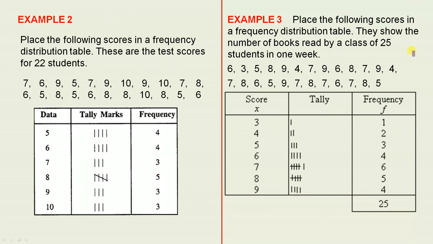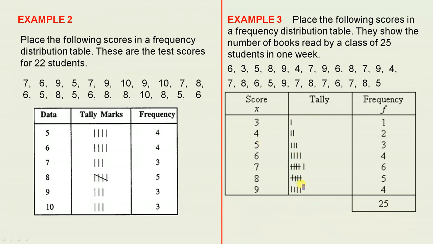And finally, we have another example here where we have to place these numbers into a frequency distribution table. They show the number of books read by a class of 25 students in 1 week. So for example, 3 books were read by 1 student. 4 books were read by 2 students. 5 books were read by 3 students, etc.